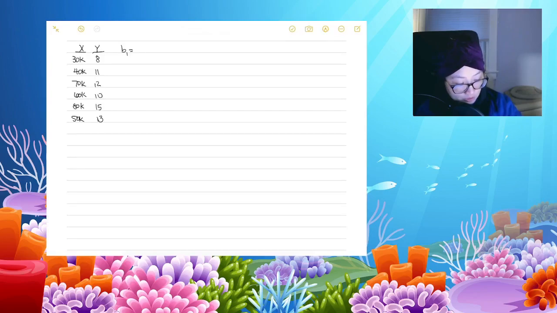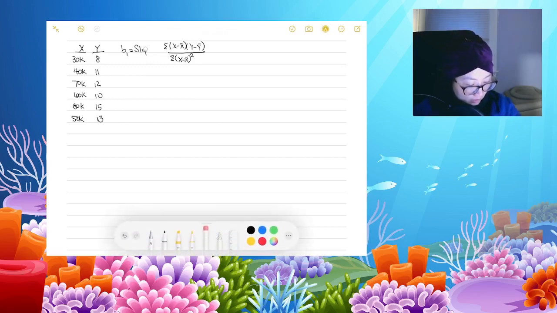So we want to calculate the slope, and this formula is going to be the sum of x minus average x multiplied by y minus y average, over the sum of x minus average x, and that squared. So let's get that written a little bit tidier.